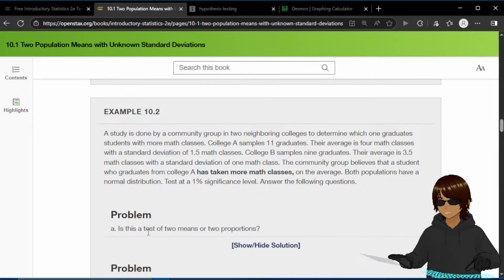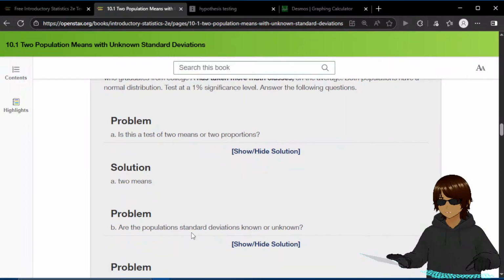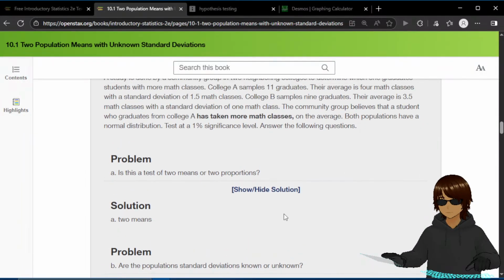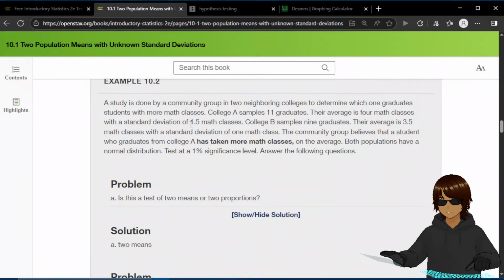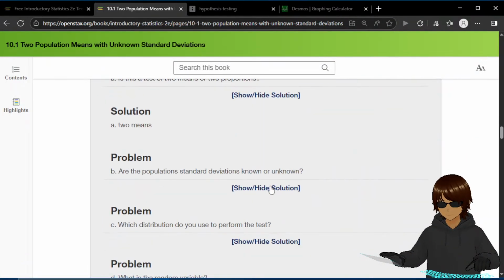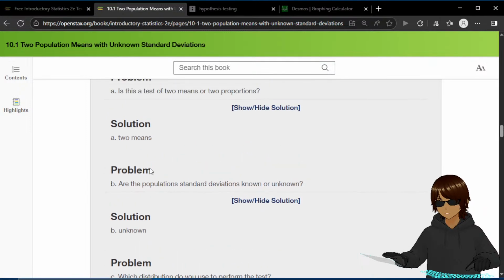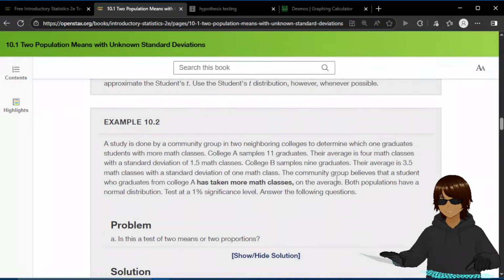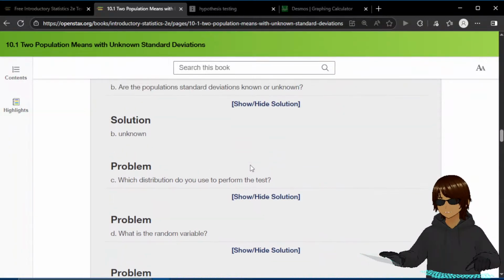Answer the following question. Is this a test of two means or two proportions? Two means, right? Are the population standard deviations known or unknown? For math classes with a standard deviation of 1.5, so it's known. Oh no, these are the sample deviations. Population standard deviation is unknown.